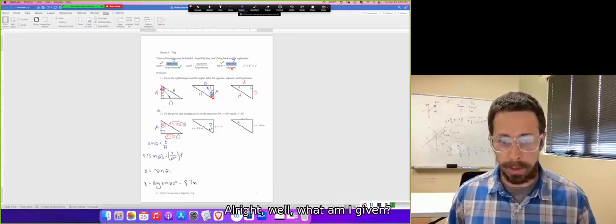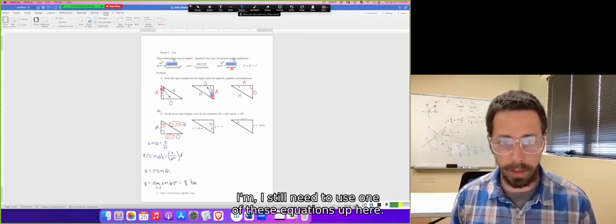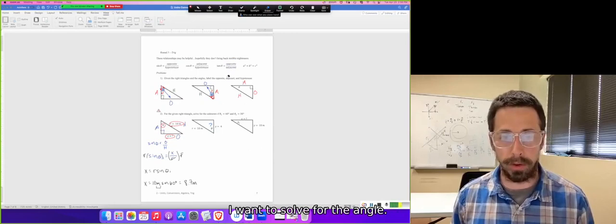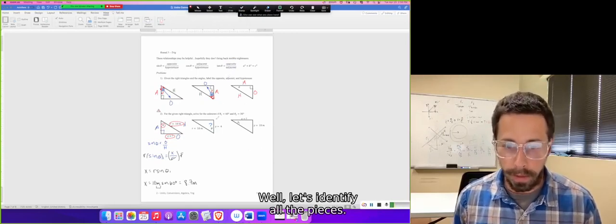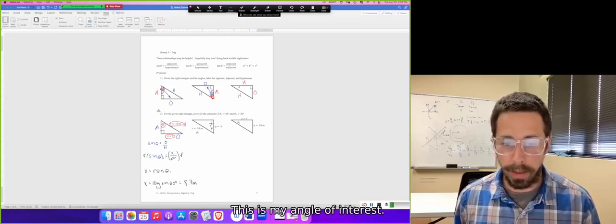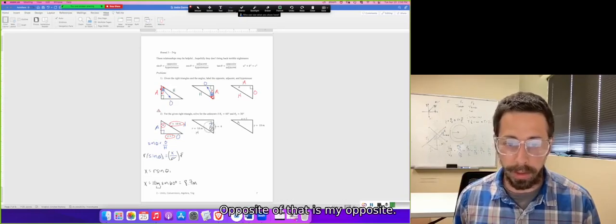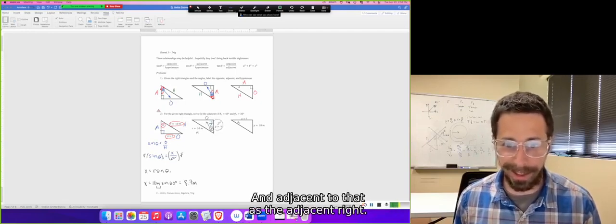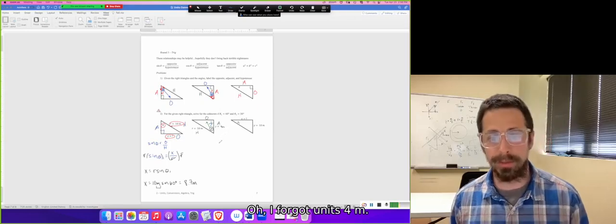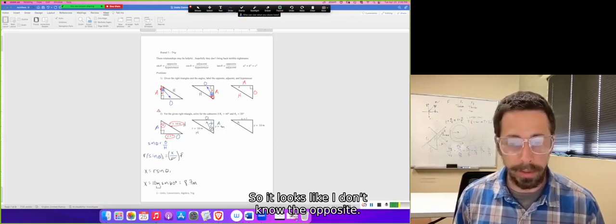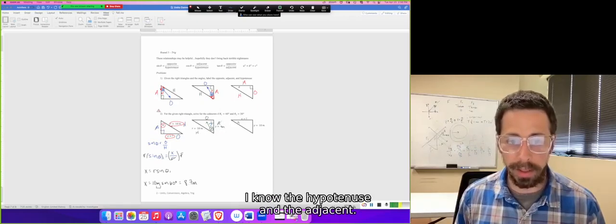All right. Well, what am I given? I still need to use one of these equations up here. I'm going to erase because now we're back to the drawing board. I want to solve for the angle. Well, let's identify all the pieces. This r value here is the hypotenuse, opposite of the 90-degree angle. This is my angle of interest. Opposite of that is my opposite. And adjacent to that is the adjacent, right, Dr. Ray? Oh, I forgot units, 4 meters. Shame on me. Okay, so it looks like I don't know the opposite. I know the hypotenuse and the adjacent.